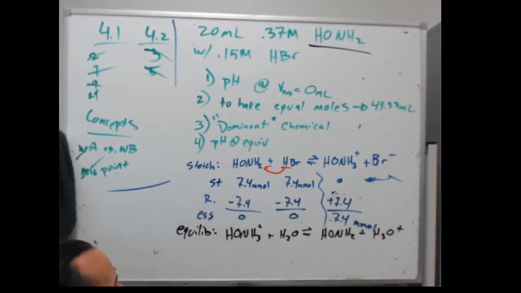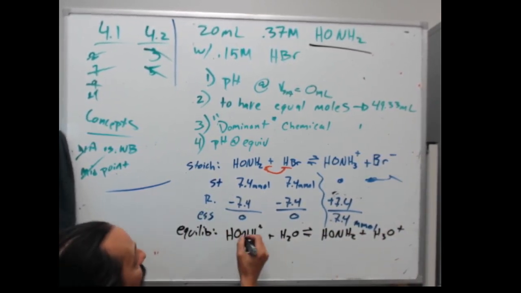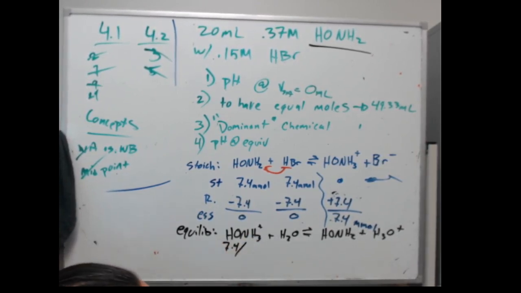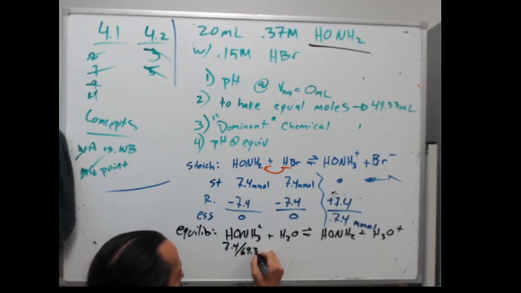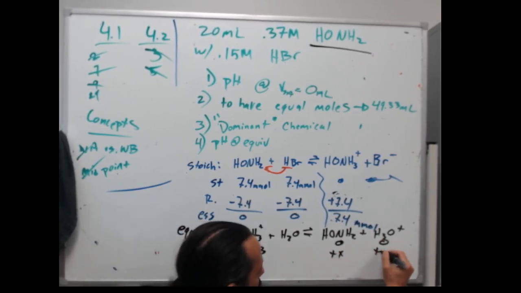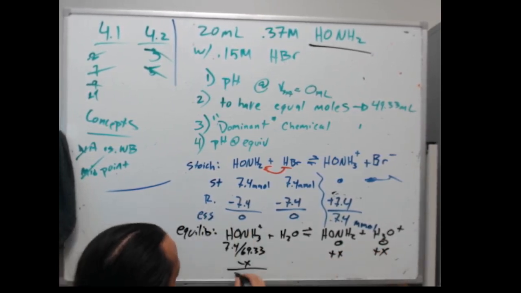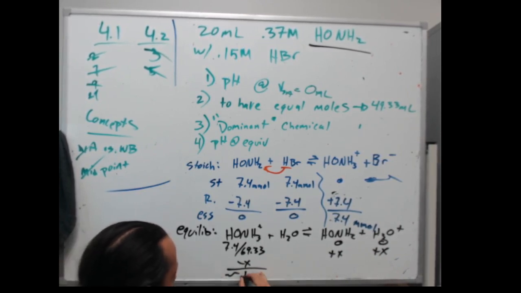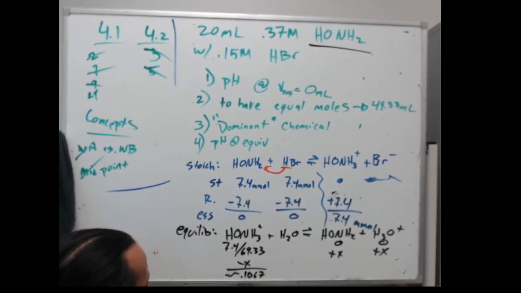It's going to donate protons to water acting as an acid. I've got to be careful: 7.4 divided by the total volume, 69.33. Initial 0, 0, change minus x, plus x, plus x. This is going to be approximately equal to 7.4 divided by 69.33, which is 0.1067. 0.107 is close enough.